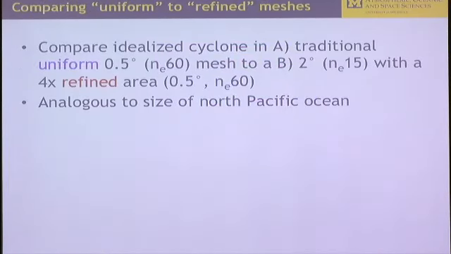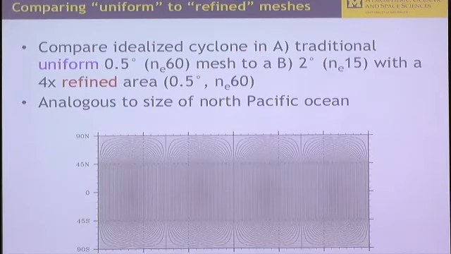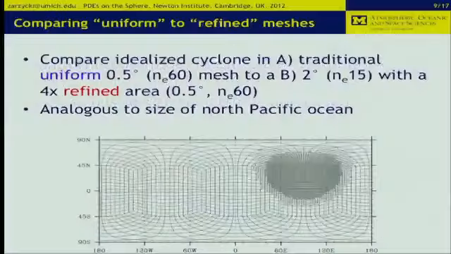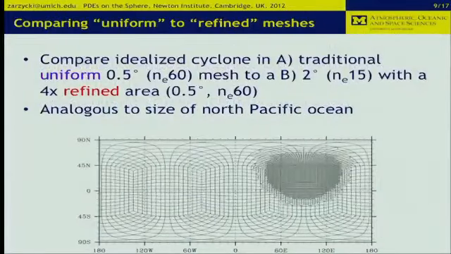So another test that we did with this same test case is we wanted to compare the performance in a uniform and a refined mesh. So instead of transitioning now, we're going to embed that cyclone in both of these meshes. Our uniform mesh is going to look like this. All over the globe, it's going to be 1/2 degree. And for the refined mesh, what we're going to do is start with a 2-degree mesh and then refine a small patch down to 1/2 degree.